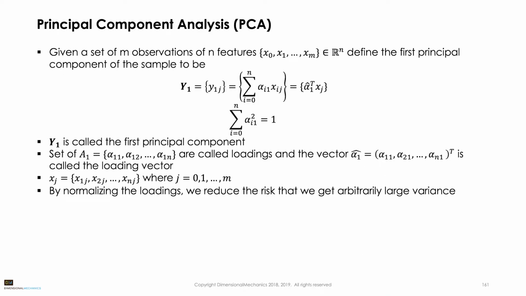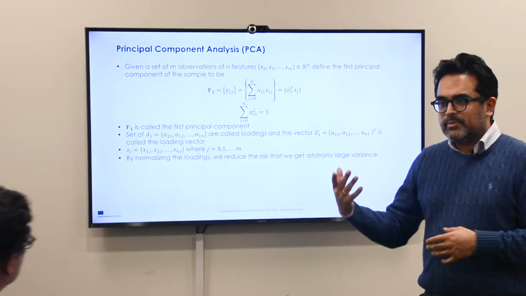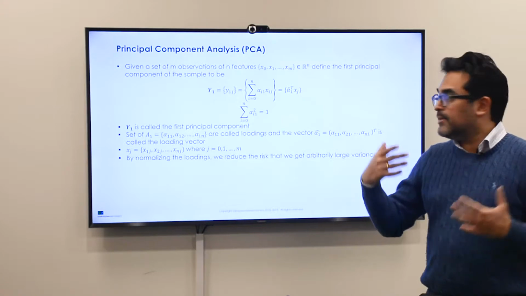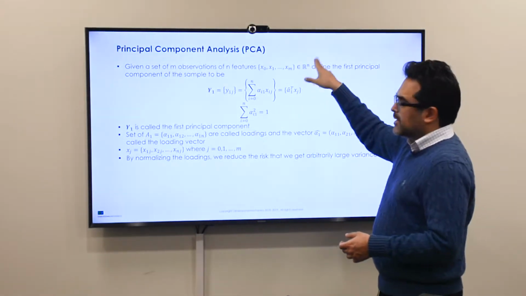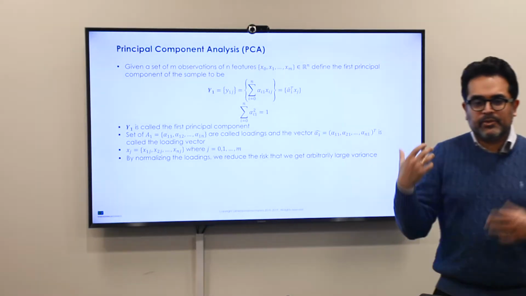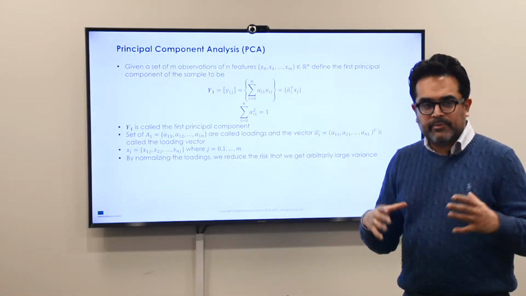So there's more math. Basically, suppose you have a bunch of observations of n features, so you have x0, x1, and so on. An observation, what does that mean? When I look at a system, I have a bunch of points, and I have m of those points. This is part of an n-dimensional space, Rn, which means that each of those has n features.